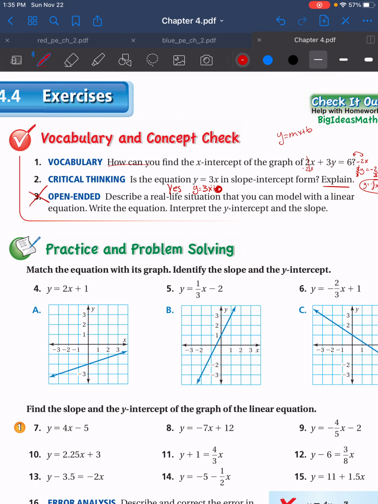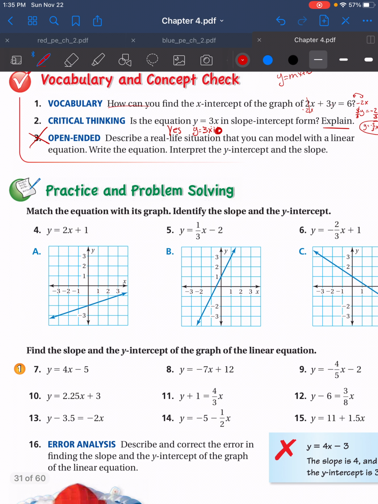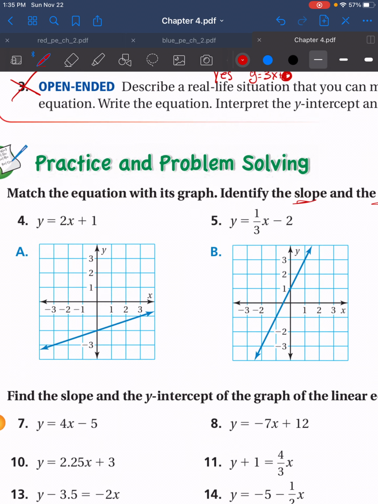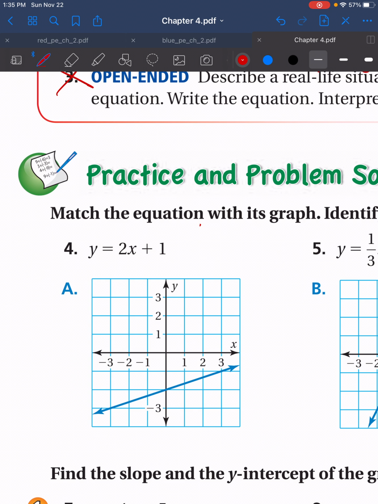All right, number 4, 5, and 6. Match the equation with its graph. Identify the slope and the y-intercept. So, number 4. First thing you want to do is identify the slope and y-intercept. So in your notebook, I would write slope equals and y-intercept equals. The slope is 2 over 1.